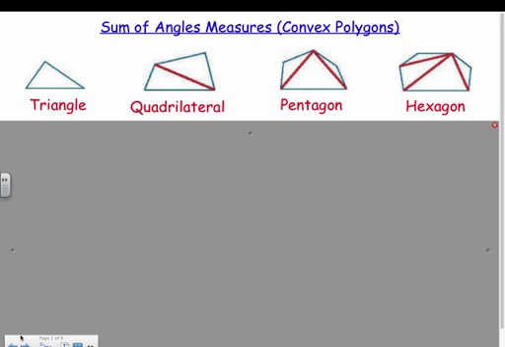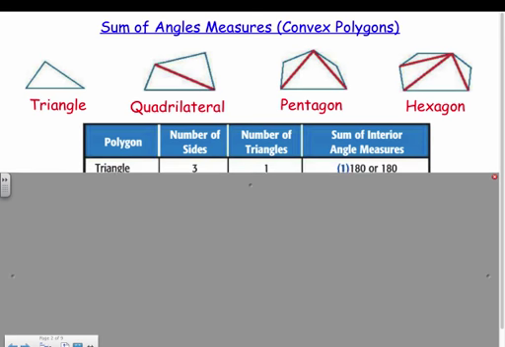So let's use that information. I'm going to come up with a formula that we can use for the sum of our interior angle measures in our different polygons. So for the first thing, I'm just going to look at the triangle. Okay, I have a quadrilateral, pentagon, and hexagon up here with diagonals drawn in. Let's take a look at this. Let's look at our triangle.